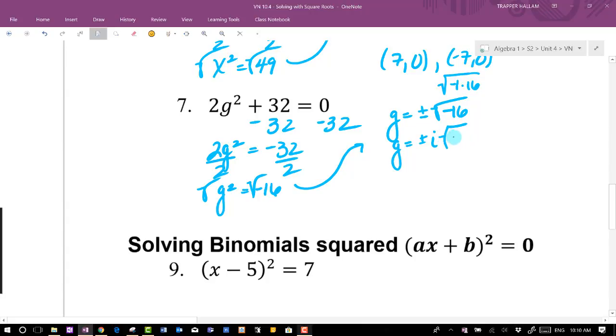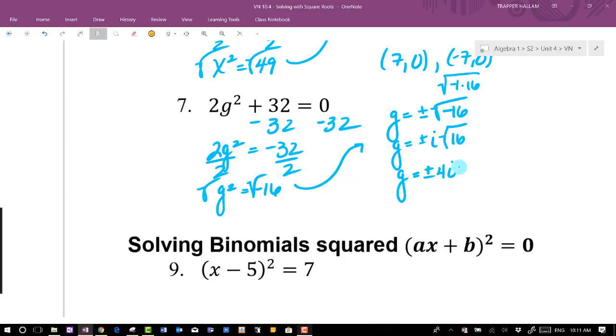So we put plus or minus i times the square root of 16. But we know the square root of 16 is 4, or when we square root it, it's 4. So g equals plus or minus 4i, because it comes out front. And that's when we're done, because there's nothing left under the radical. So g equals plus or minus 4i.